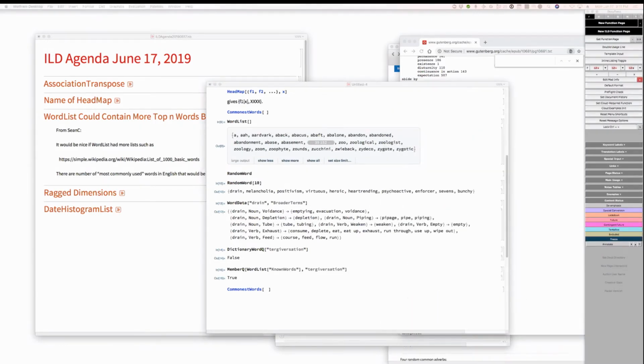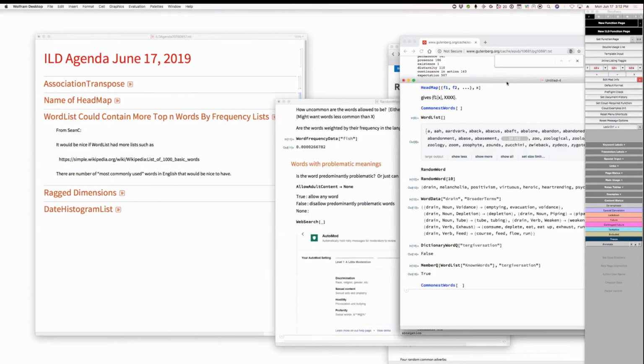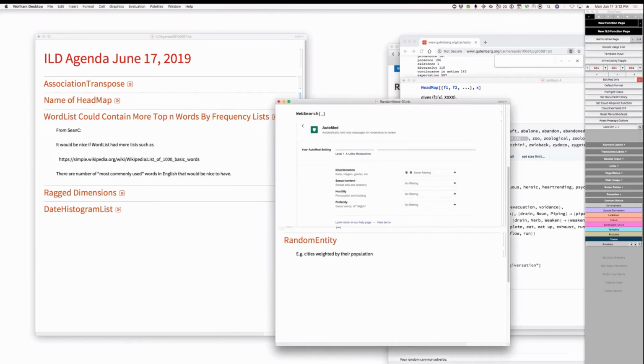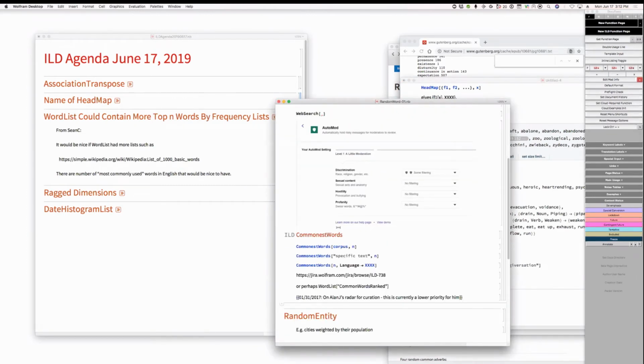Okay, let me see if I have notes about it. I see something in your low-hanging notebook. Yeah, so do I. Here we go. Okay. So this is what we had in mind. It seems to have been a lower priority in 2017, which is perhaps why we're now in 2019 and it still hasn't been done. But then we had the idea of common words ranked.